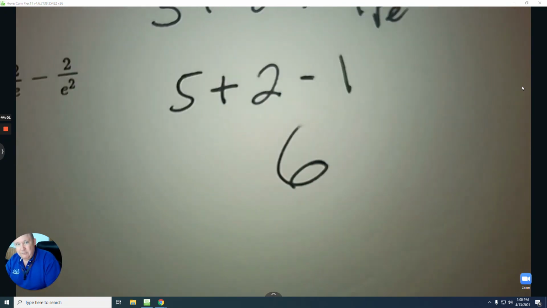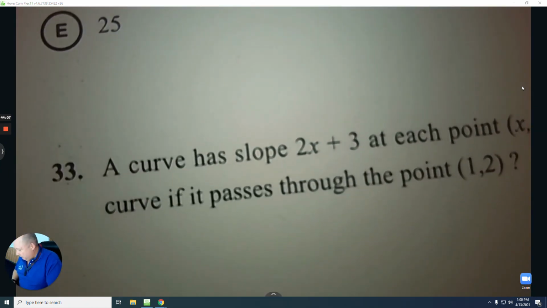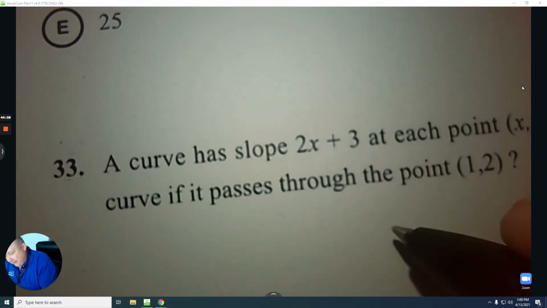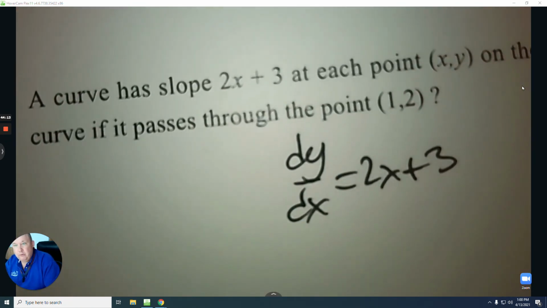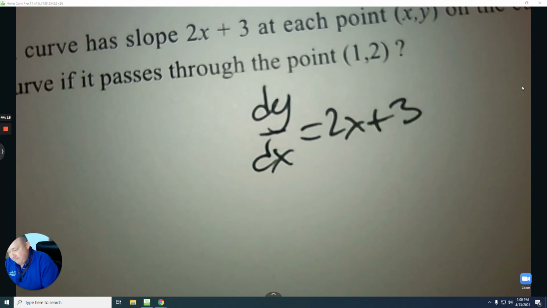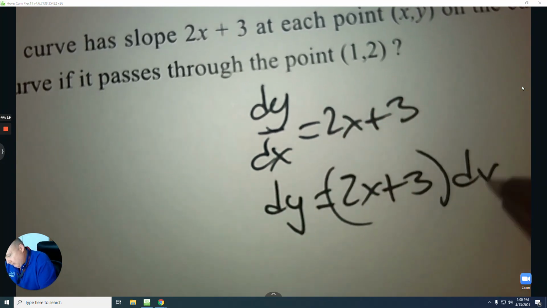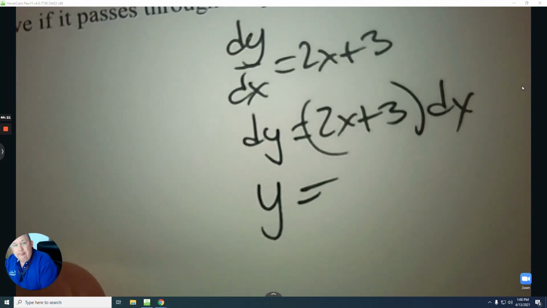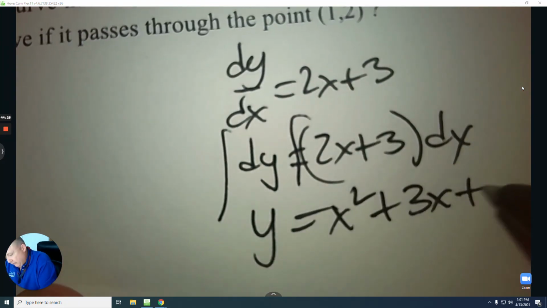Nice and simple. This one's the last one. Number 33. A curve has a slope 2x plus 3. So that means dy by dx is 2x plus 3. That's what the word slope means. The derivative. Integrate it. So if I integrate this, y is equal to x squared plus 3x plus c.